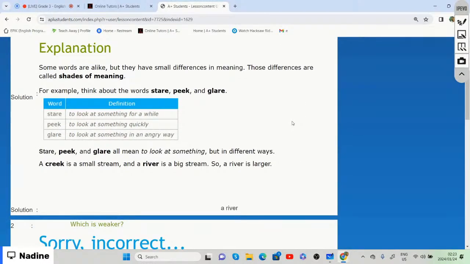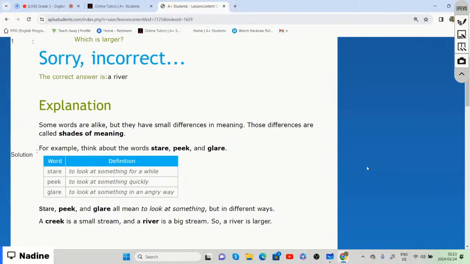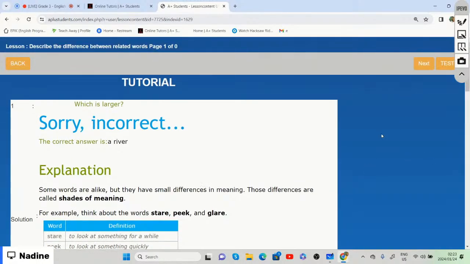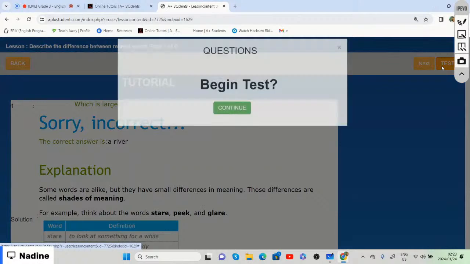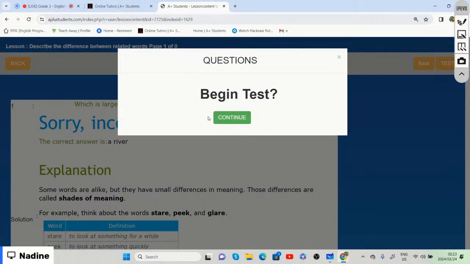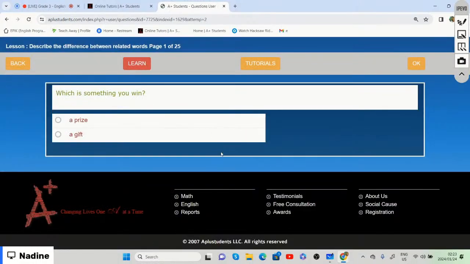Remember, when it comes to shades of meaning, we can have words that have similar or the same meanings, but they can mean the same in different ways. Let's go to our test. So now we're going to begin our test.